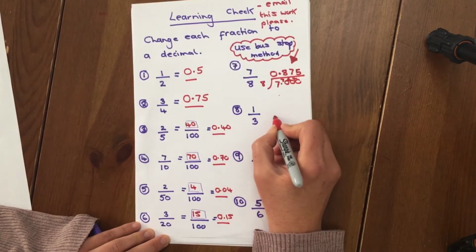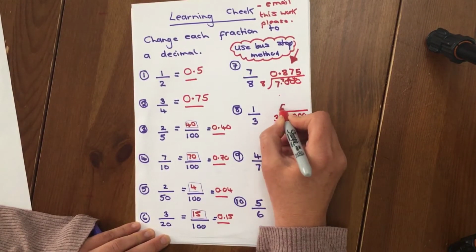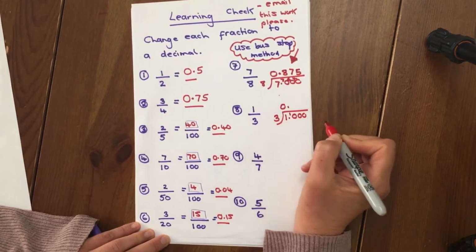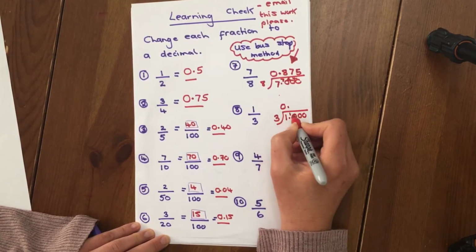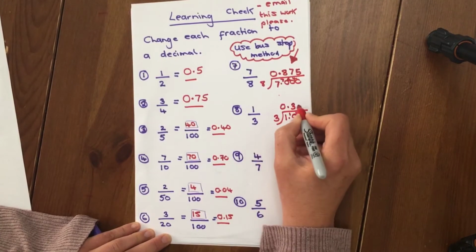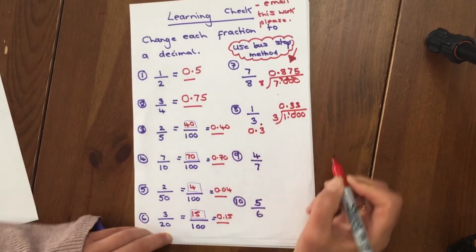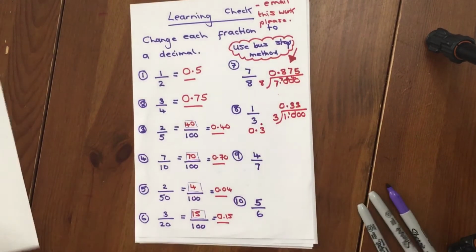Okay, a third. 3 on the outside, 1 on the inside. 3 into 1 doesn't go, carry the 1. 3 into 10 goes 3, remainder 1. 3 into 10 goes 3, remainder 1.